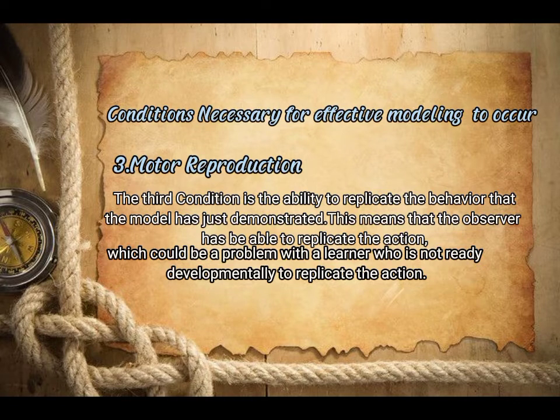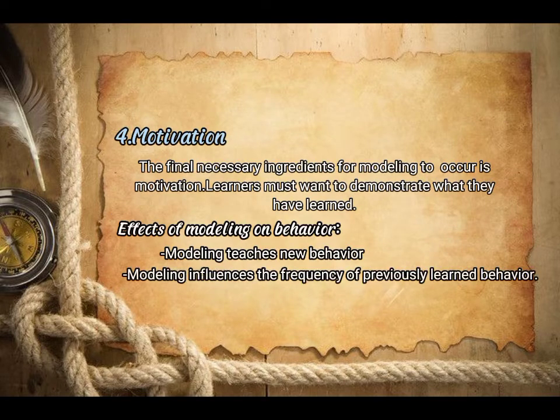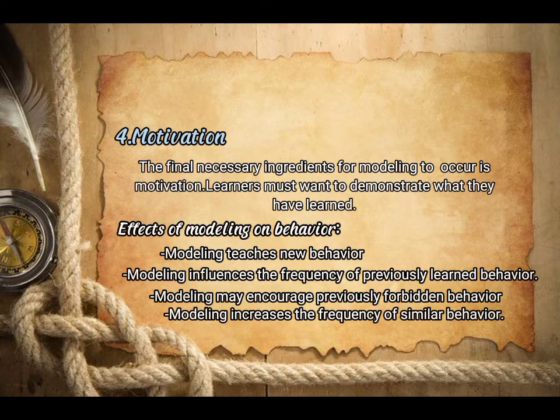This means that the observer has to be able to replicate the action, which could be a problem with a learner who is not ready developmentally to replicate the action. For example, little children have difficulty doing complex physical motion. Fourth, motivation. The final necessary ingredient for modeling to occur is motivation. Learners must want to demonstrate what they have learned. Remember that since these four conditions vary among individuals, different people will reproduce the same behavior differently.